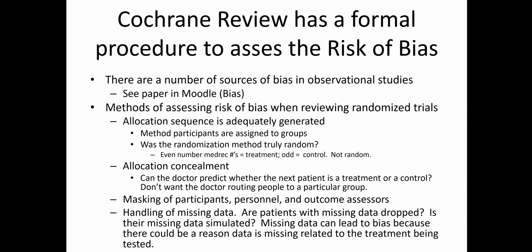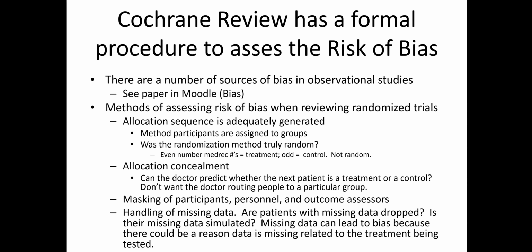Another thing that they look at is masking of participants. That is, does the subject know which treatment they got? The personnel, the doctor, they try not to let the doctor know which it is. And the outcome assessor, that's the statistician. You don't want that person to know and then maybe somehow biased by being aggressive on various different types of statistical analyses. So this is masking, and you evaluate this study based on that.